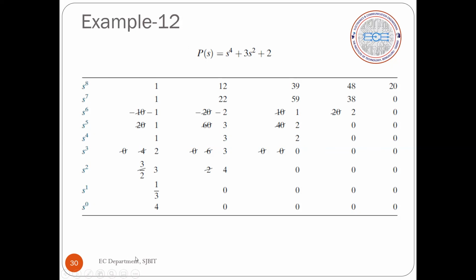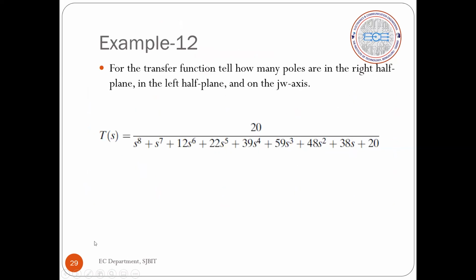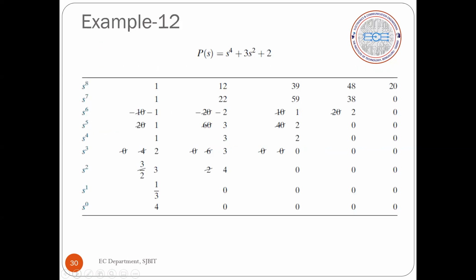So what is the highest degree of the equation here? The highest degree of the characteristic equation is totally 8. Out of 8 roots, I will say that 2 roots, sign change happening where? Sign change happening between s power 8 to s power 4. Between this section, sign change happening.